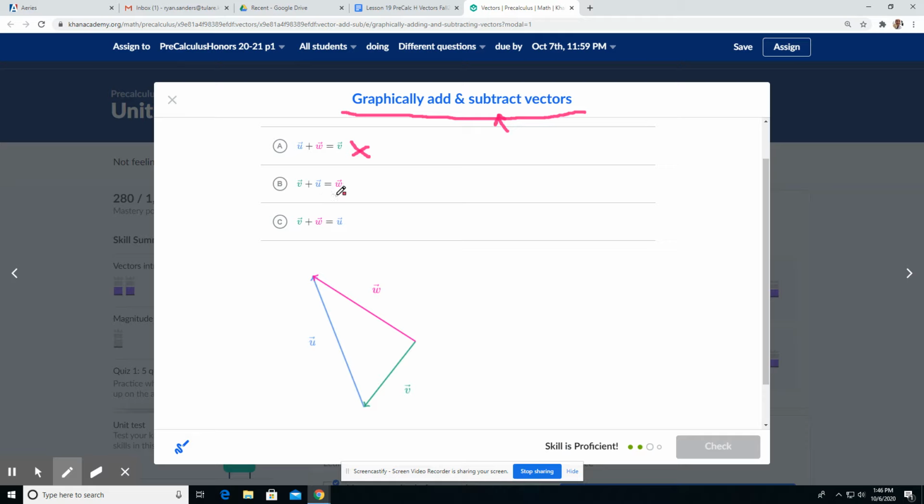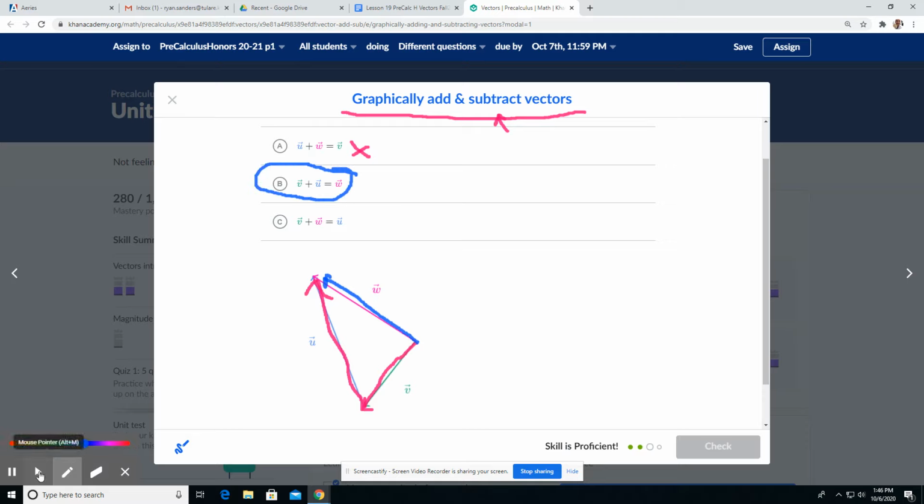V plus U equals W. V plus U equals W. Now that one makes sense. Now that I see it, we start here, the terminal end here, then it begins on U, goes here. If I put those together, it's like I started here and I went that direction. So this is the one that it looks like it is.